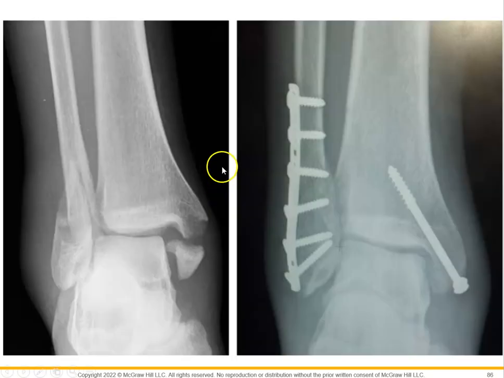Here's a picture of it. You have the avulsion fracture here, where this part of the tibia has been pulled off. And you see how the talus has shifted and has fractured the fibula. So they go in and they surgically repair this with screws and a plate on the fibula.